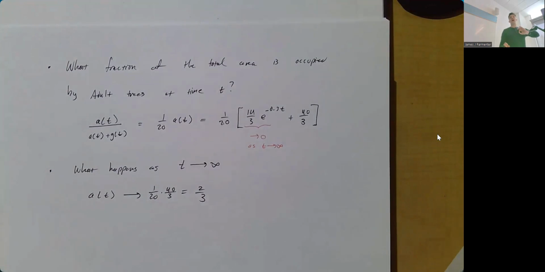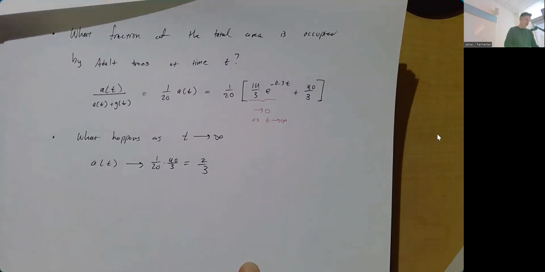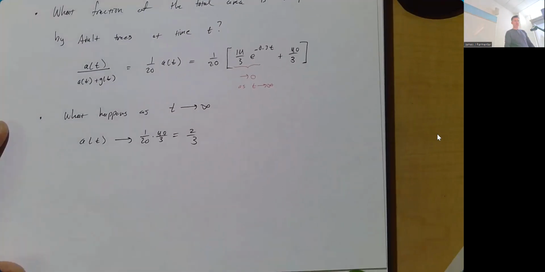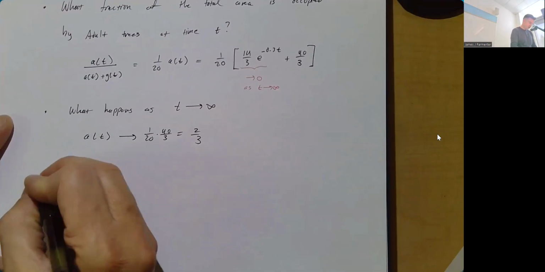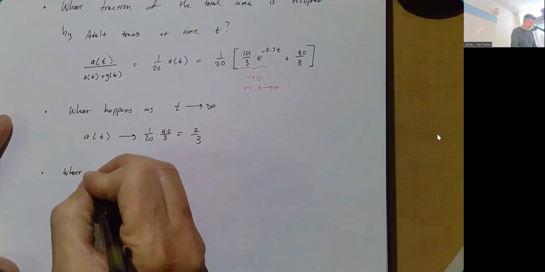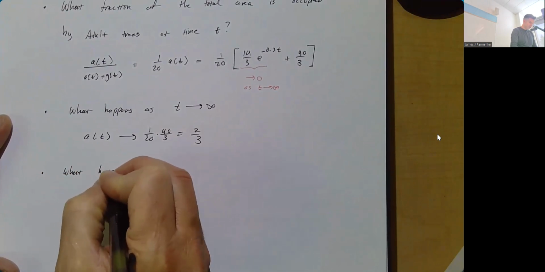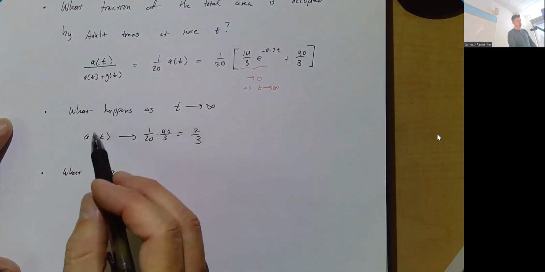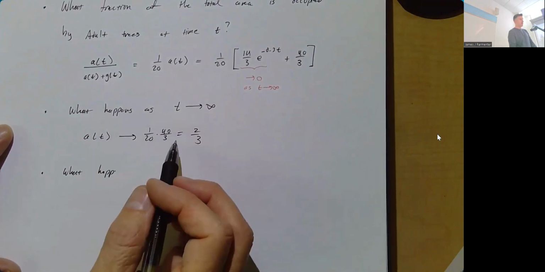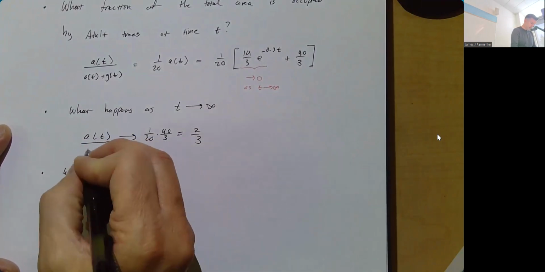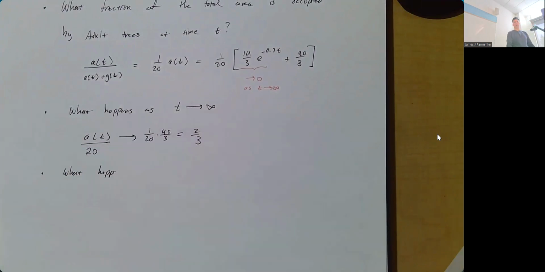Some noteworthy observations. Well, if the fraction of adult trees is 2 thirds, let me ask you all, what happens? Oh, sorry, I should have been a little more clear here. That's not what A of t is doing. It's what A of t divided by the total is doing. Sorry about that.